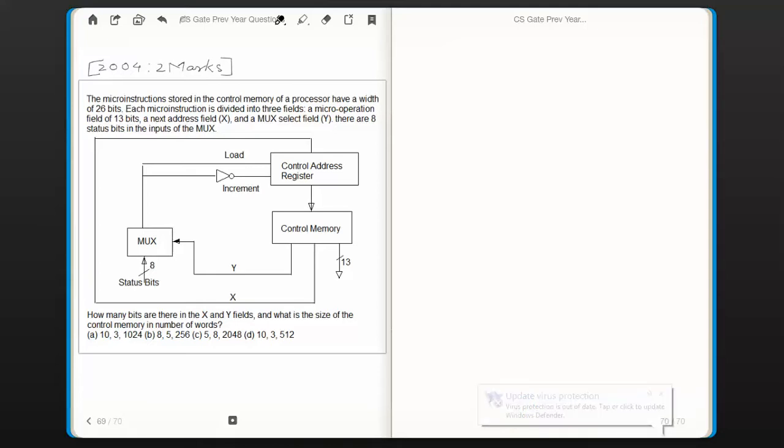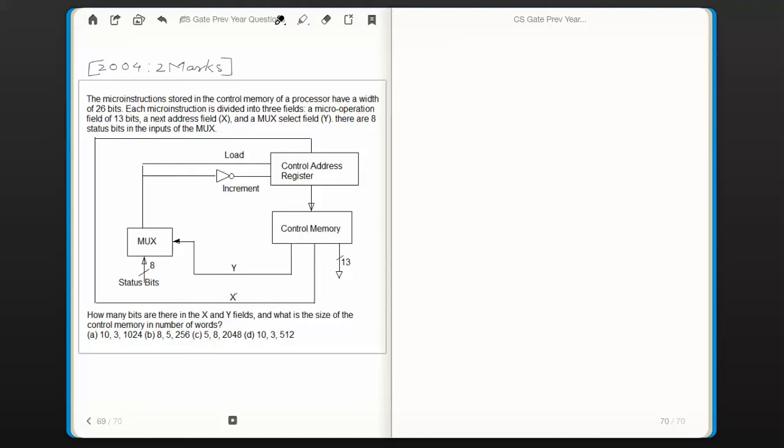The question goes like this: the micro instructions stored in the control memory of a processor have a width of 26 bits. Each micro instruction is divided into 3 fields: a micro operation field of 13 bits, a next address field represented as X, and a mux select field represented as Y. There are 8 status bits in the inputs of the mux. The diagram is given over here, and the question is how many bits are there in the X and Y fields, and what is the size of control memory in number of words.